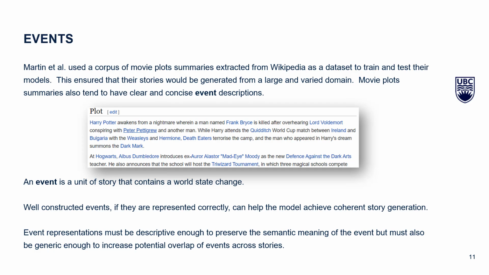It is important to have as many well-formed events as possible, because well-constructed events, if they are represented correctly, can help the model achieve coherent story generation, which is one of the main story generation goals. Another thing to keep in mind is that event representations must be descriptive enough to preserve the semantic meaning of the event, but also be generic enough to increase potential overlap of events across stories.